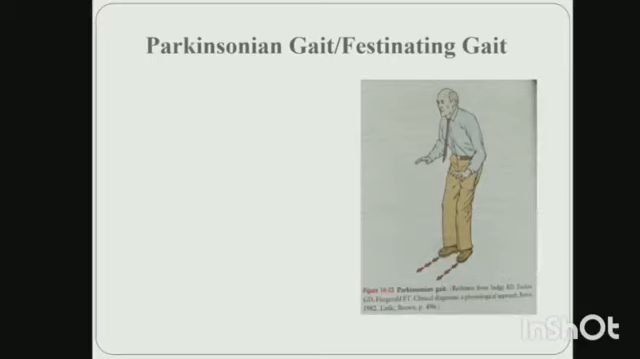Now Parkinsonian gait. It is also called festinating gait. You can see the picture of the Parkinsonian gait. The Parkinsonian patient's posture is always a stooped posture, in which the neck will be in flexed position, as well as the trunk, hip and knee will also be in flexed position.